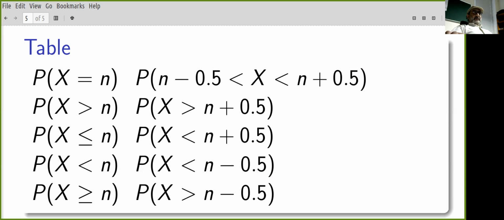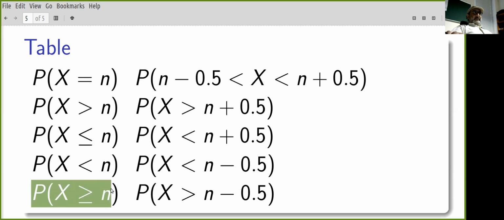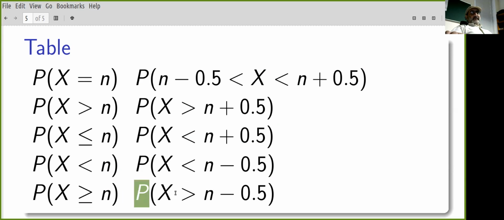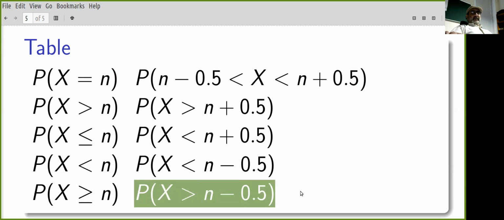And if you want the probability that x is greater than or equal to n, then look at the probability that x is greater than n minus 0.5.